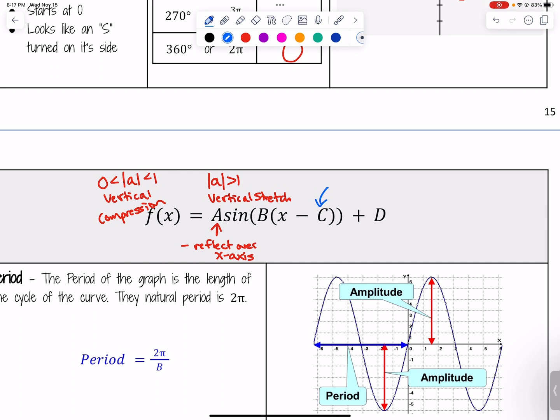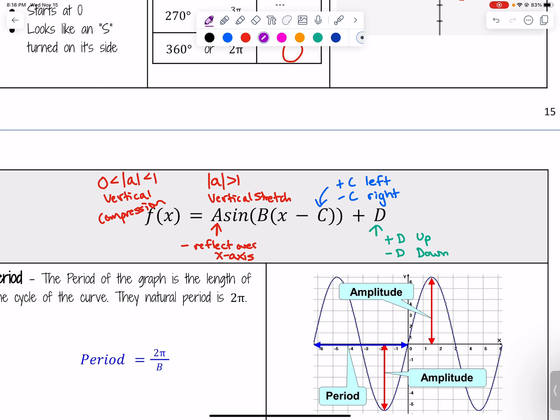So if it's a positive C, it's going to go left that amount. And if it's a negative C, it's going to go right that amount. The D value is going to make it go up or down. It's the one that's not in the grouping symbol. So a positive D value is going to make our graph shift up, and a negative D value is going to make it shift down.